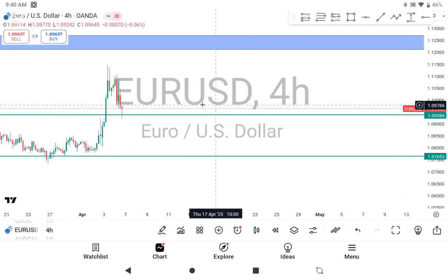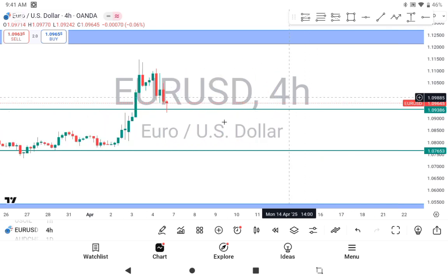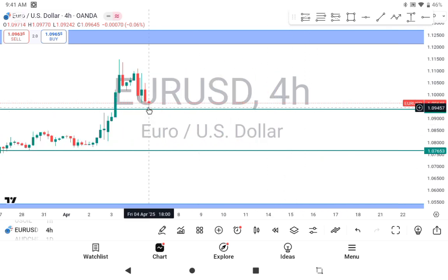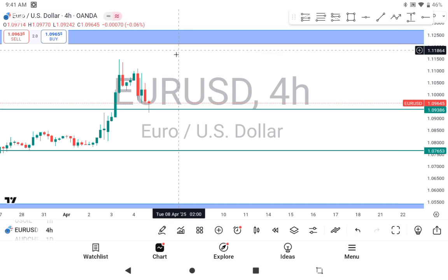And even on the 4 hour time frame, we have seen a bullish pin bar. We expect another 4 hour candle to engulf it, giving us a bullish engulfing candle to push the price back up right here.